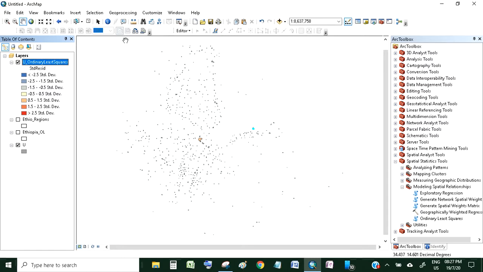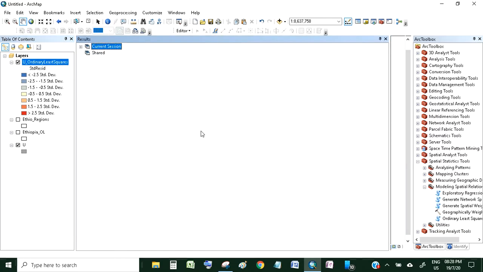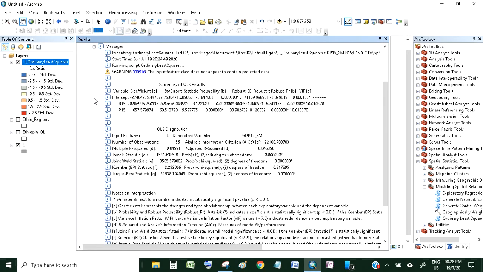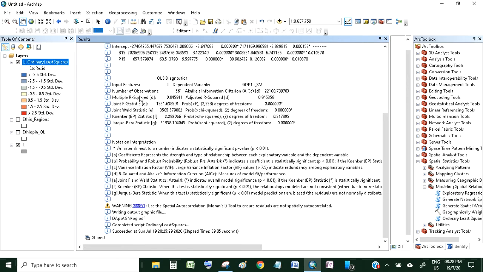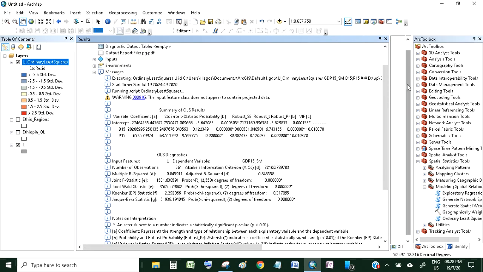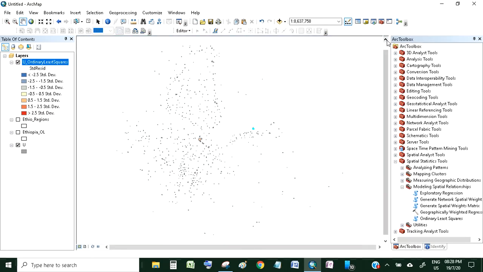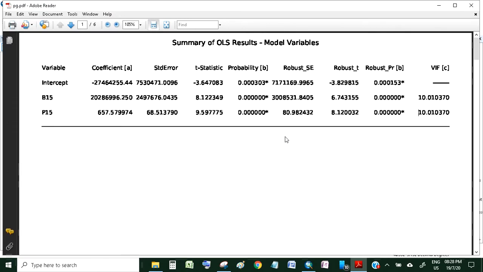So the second thing you can see is the result part. You choose geoprocessing, you will find results, current session, and this is OLS, and in the message you can see the key information related to the results. But all this information is given in detail in the PDF, which we opted for, as I want my report in PDF form. So let's see that PDF. The PDF is right here.